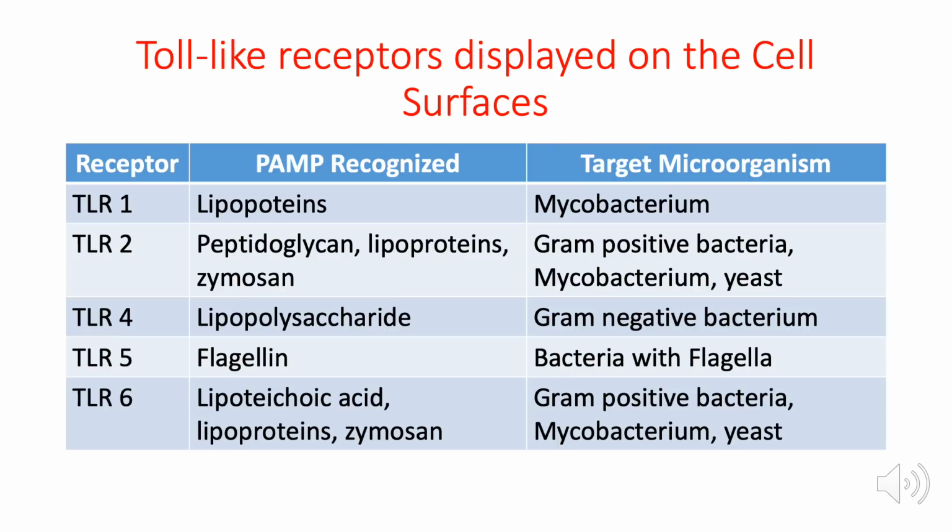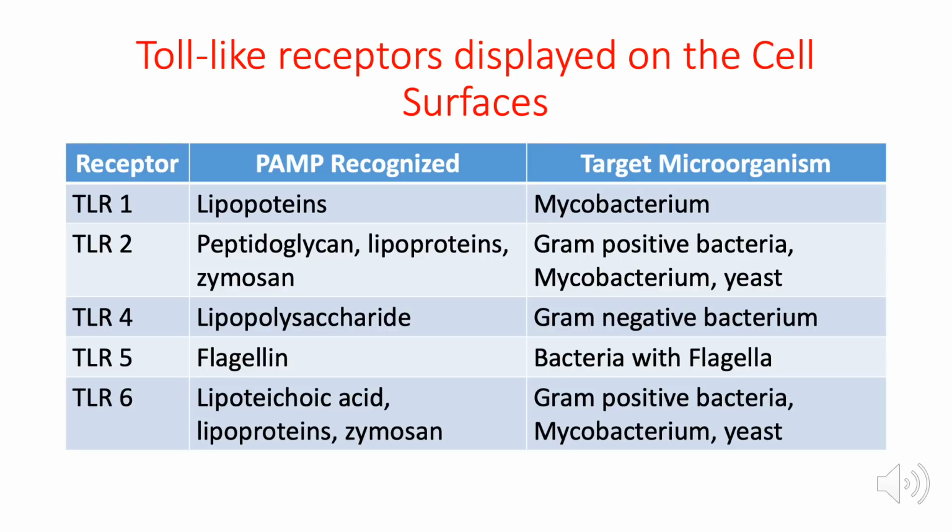Toll-like receptor 4 identifies lipopolysaccharide as PAMP, and lipopolysaccharide is seen in gram-negative bacteria. Toll-like receptor 5 identifies flagellin, a component of the flagella of bacteria. That's why any bacteria, may it be gram-positive or gram-negative, as long as it has flagella, will be recognized using toll-like receptor 5.